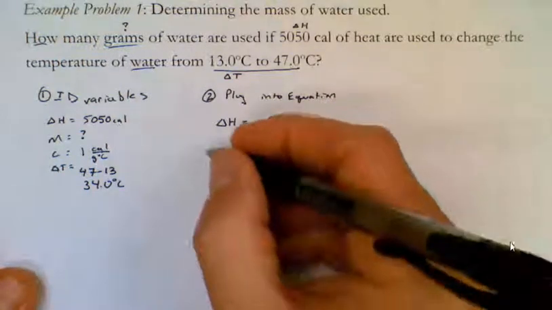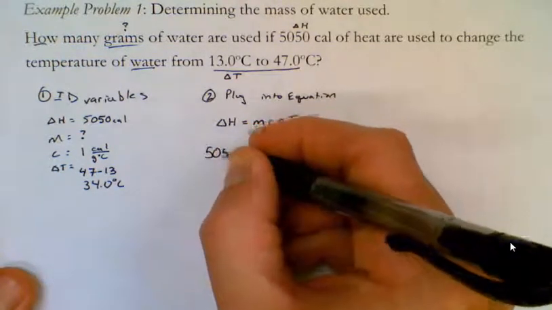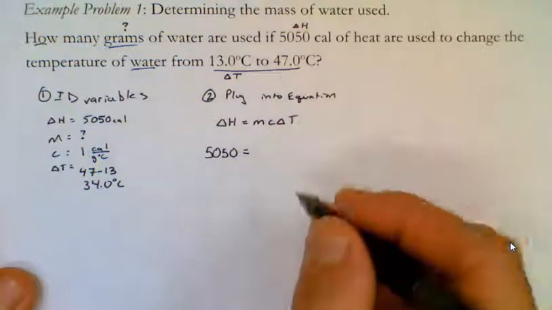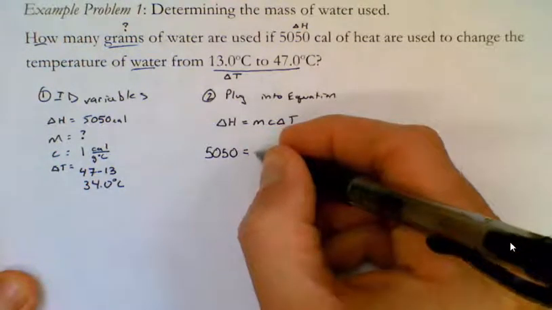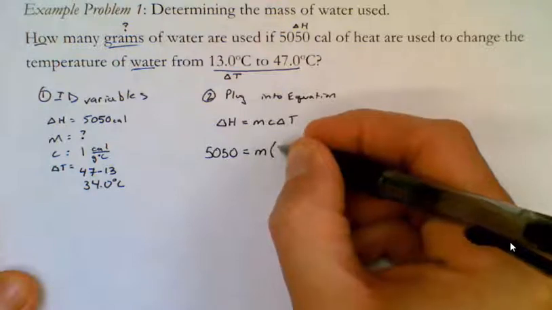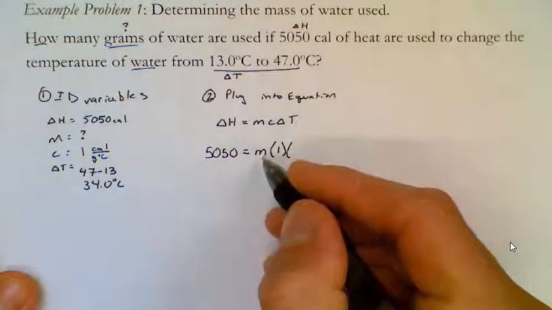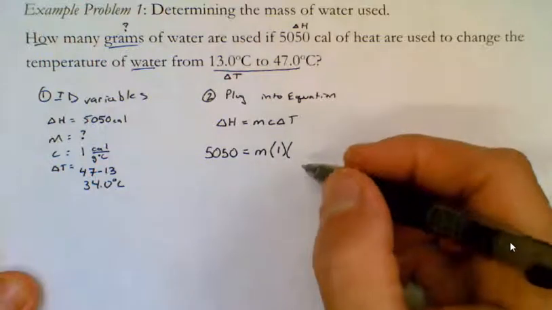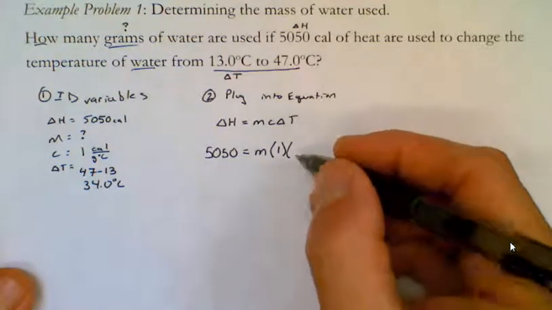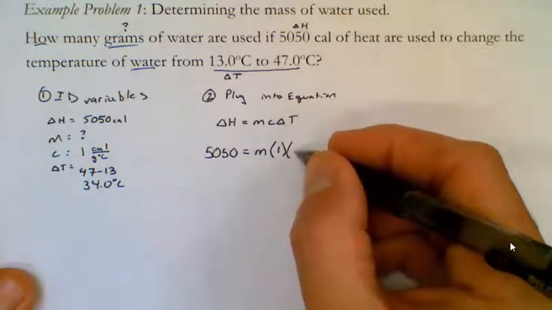Sub in your values. I'm going to omit the labels just to add clarity to this process. If you did use the labels, you would have all units cancel out except for the one that belongs. So in this case, since we're solving for mass, grams would be the only unit that doesn't cross off.